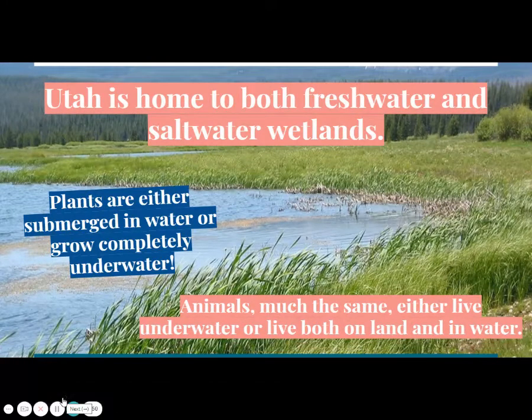Since water is the highlight of the wetland, it makes sense that plants in wetlands must be able to exist either submerged or completely underwater. Just like these plants, animals are also adapted to live their lives either completely underwater or both on land and in the water.